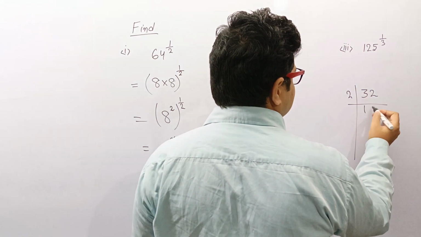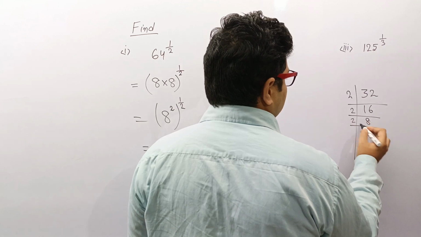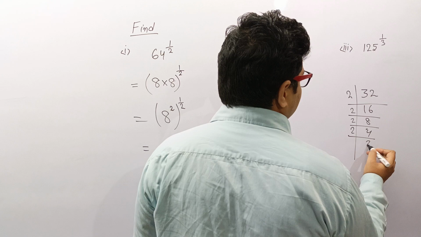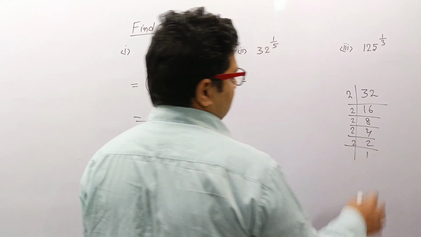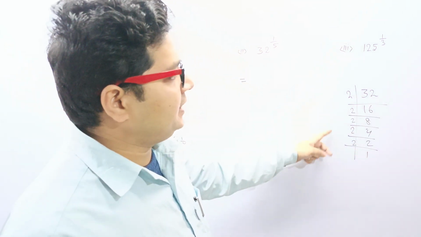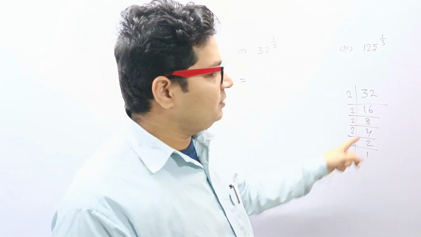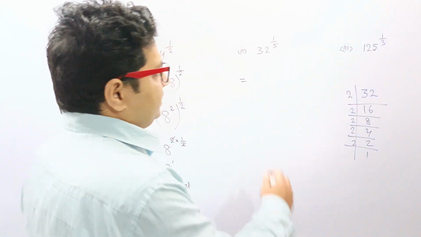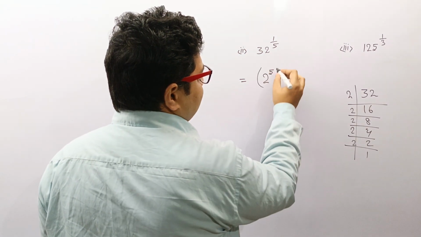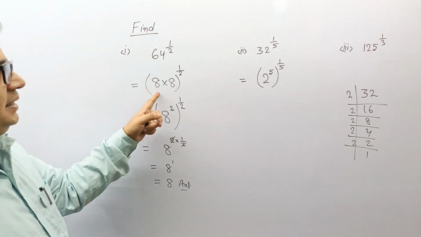2 16s are 32, 2 8s are 16, 2 4s are 8, then 2 2s are 4 and 2 1s are 2. We continue this until we get 1 here. Then how many times is 2 there? You get 5 times. That means when you multiply the number 2 five times, you will get the product 32. That means you can write 2 to the power 5, and again multiplied by, to the power 1 upon 5.